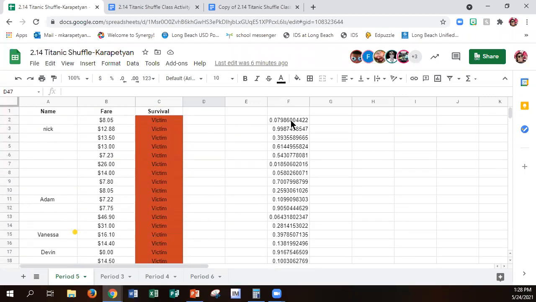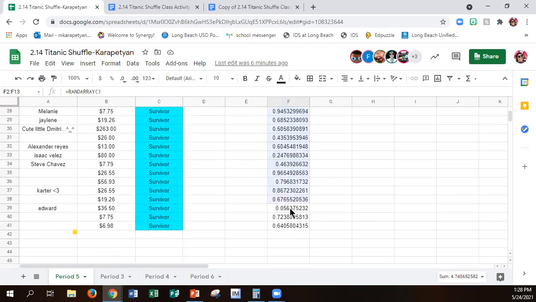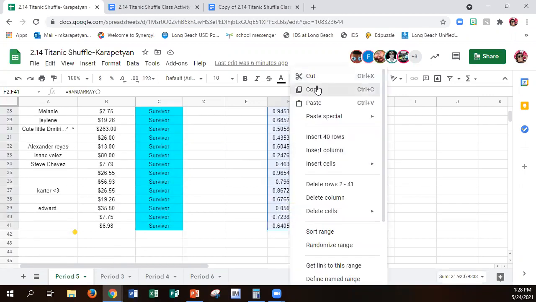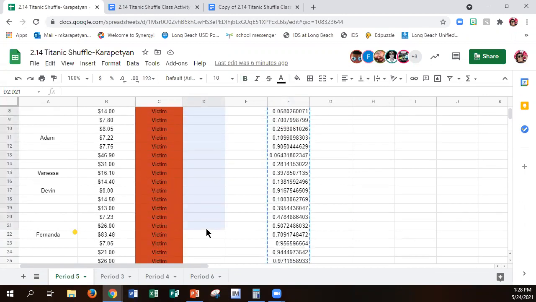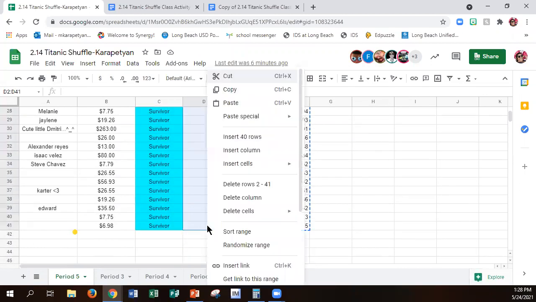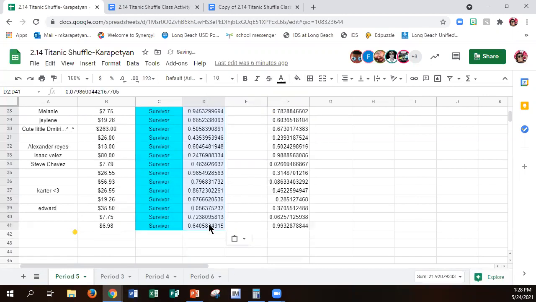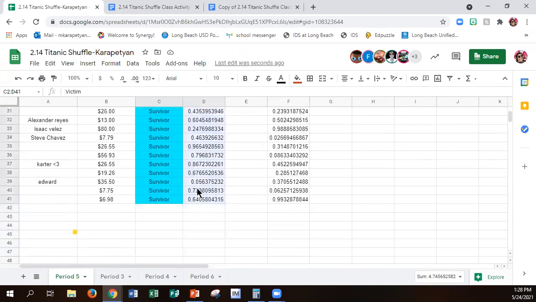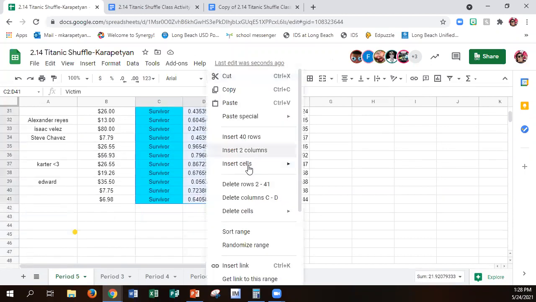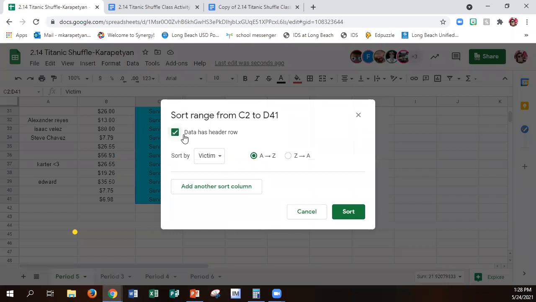There we go. So what I'm going to do is take my random numbers here, copy. Oop, not there. Paste. Okay. So we're going to now sort the victim and our random numbers from smallest to largest. Okay.